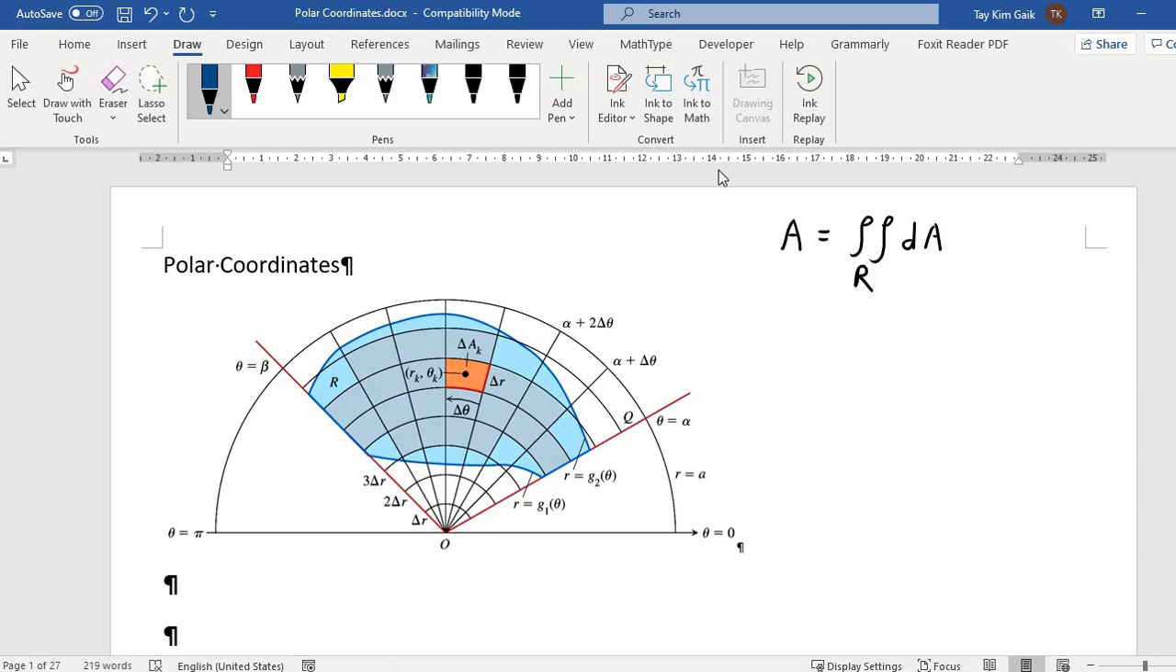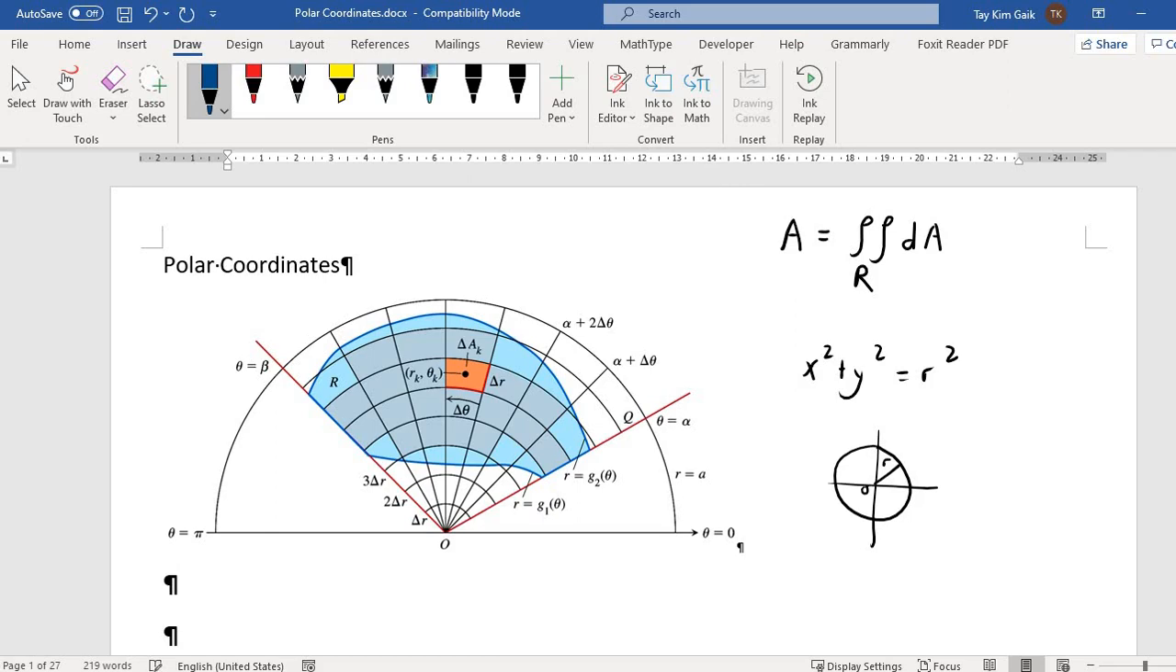So r here is from the origin up to r, which in this case is the radius of a circle. And in polar coordinates, we have x squared plus y squared equal to r squared. So this is a circle centered at the origin with radius r units, if you have x squared plus y squared equal to r squared. So r goes from 0 up to the radius of the circle.